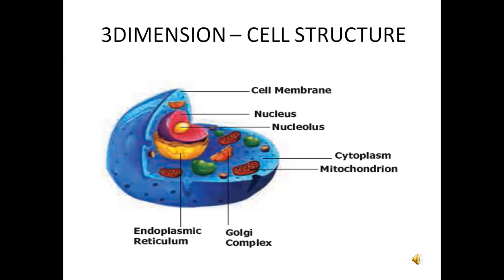It exposes the accurate size and shape and shows the correct location of the cell organelles. In the three-dimension cell, the parts are cell membrane, nucleus, nucleolus, cytoplasm, mitochondria, Golgi complex, and endoplasmic reticulum. This is the three-dimension view of the cell parts.